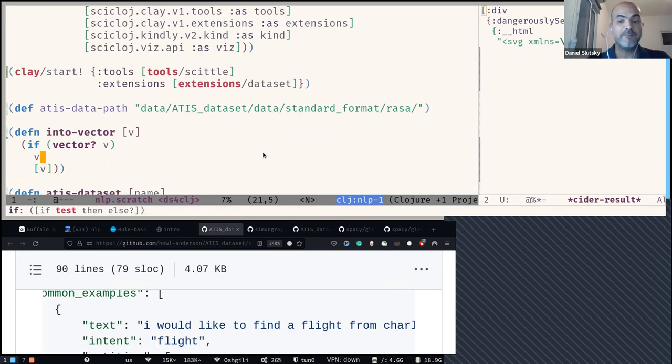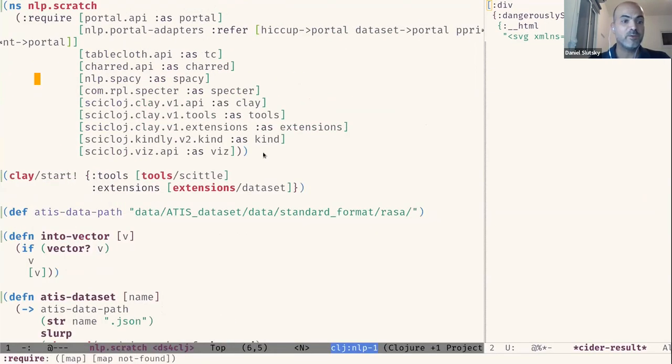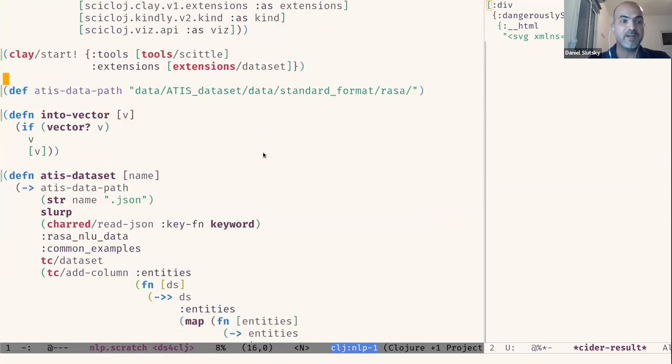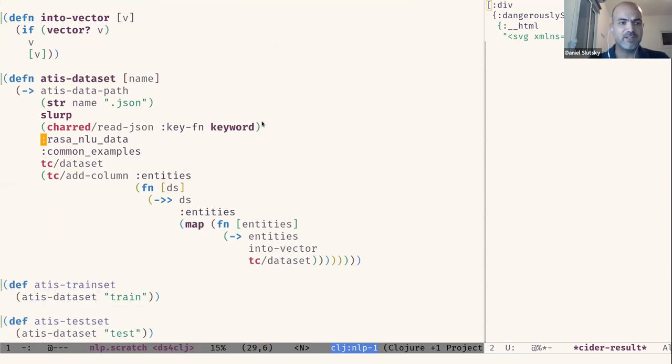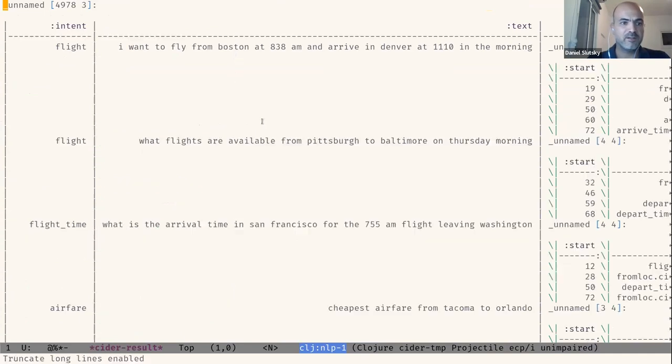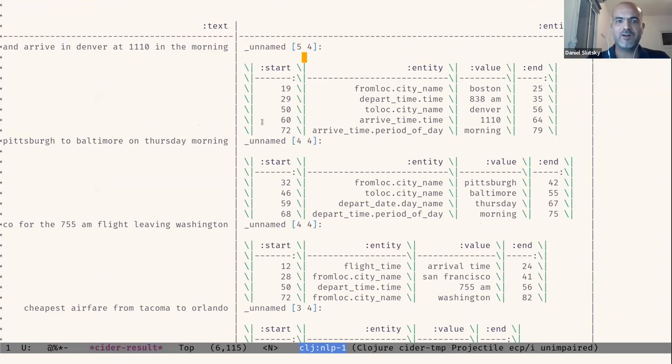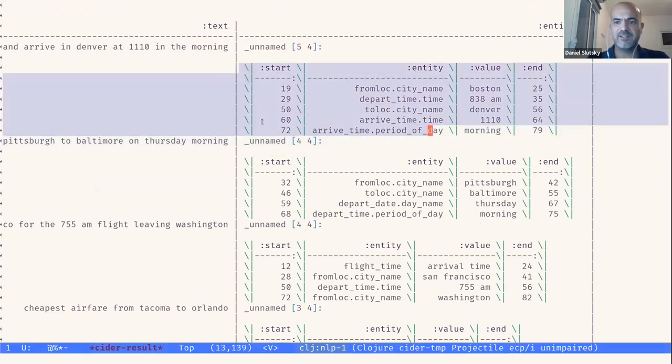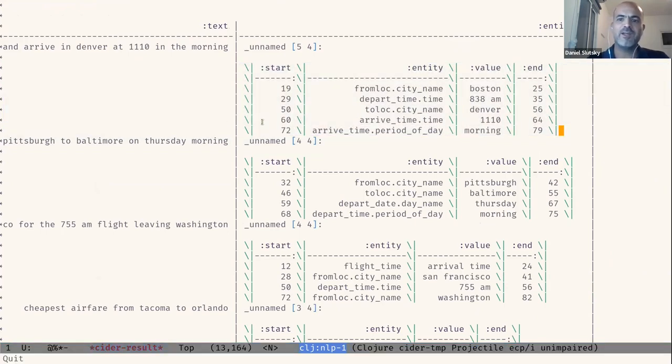Yeah, so, right, you see, I'm loading this data set from the relevant path, and I'm doing some data processing, getting it as a tablecloth table. So you see we have the intent in one column, flight, and the text. And the nice thing is that we can have all these entities in a data set inside this column. And in tablecloth and the underlying TKML dataset library, this ability to have data sets inside data sets and so on is very efficient.